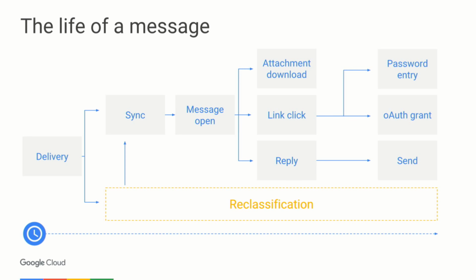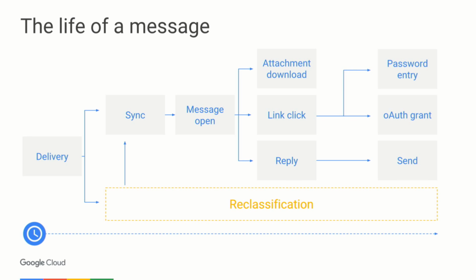Okay, so note that something that is not shown in this flow is that delivery and sync, the first two phases, happen on the server. So they will be able to use all the intelligence that Alberto talked about. All the other phases happen on the client.